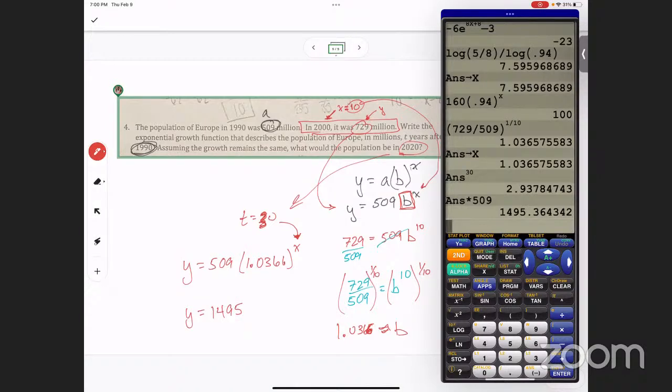So this is in millions. So that's actually 1,495,364,000. And I can be really exact with that if I don't round that decimal from earlier.